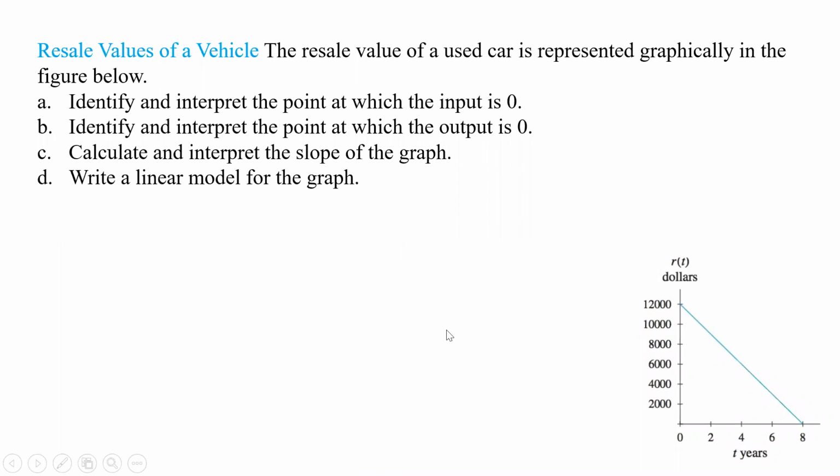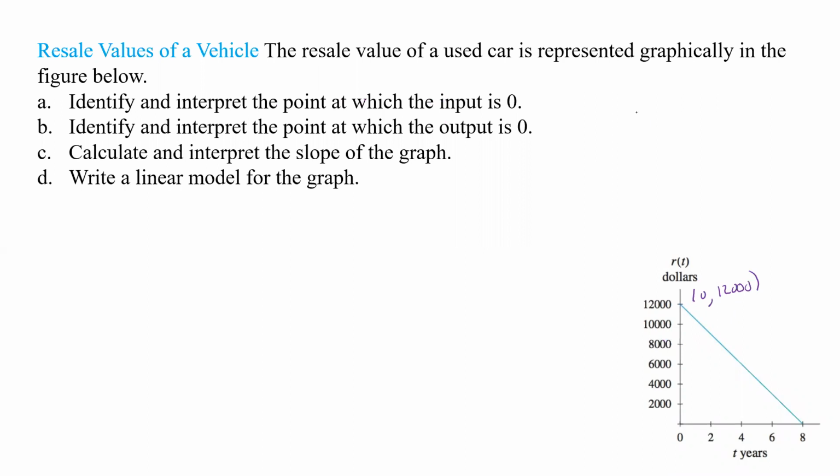All right, so here we're looking at the resale value of a vehicle. There were no good examples in the homework, so this is one in the book. You'll probably have read about it, but it's a good one to go through. Here we have the resale value of a used car represented graphically in the figure below. What they want us to do is identify and interpret the point at which the input is 0. So t is 0 gives that point, which is (0, 12,000). And what does it mean?